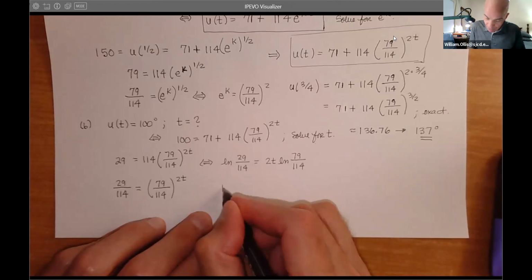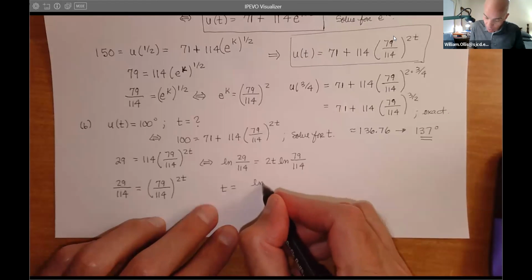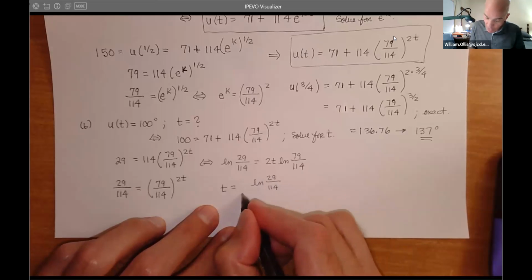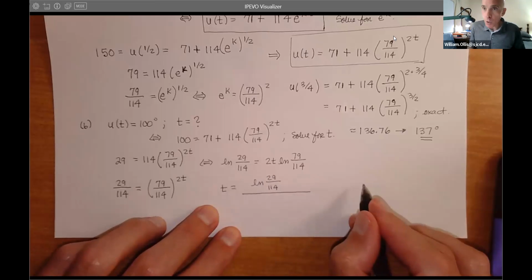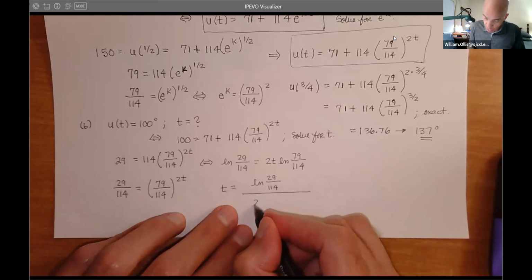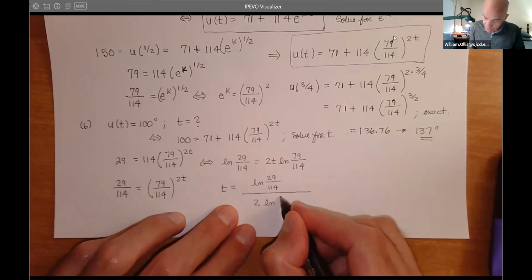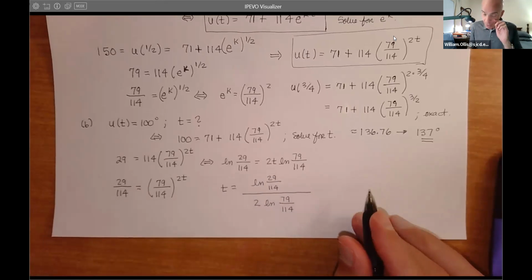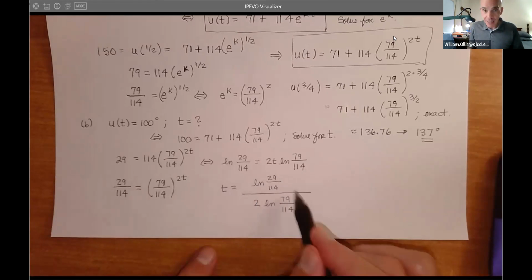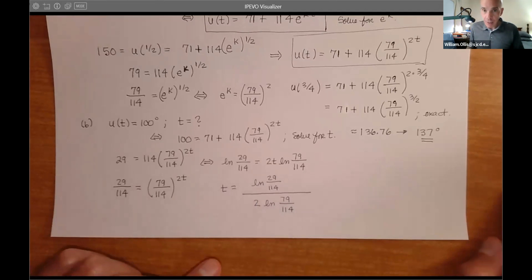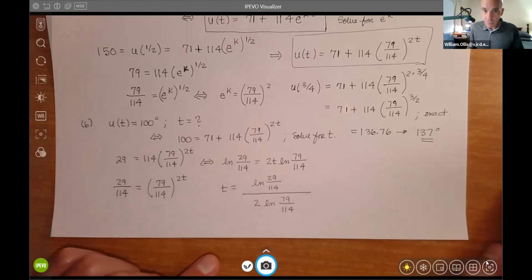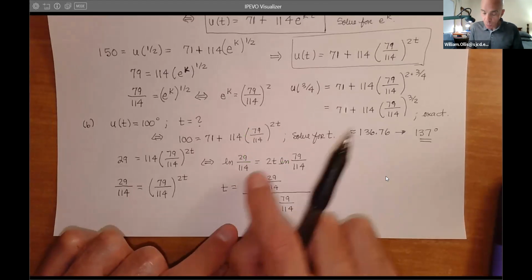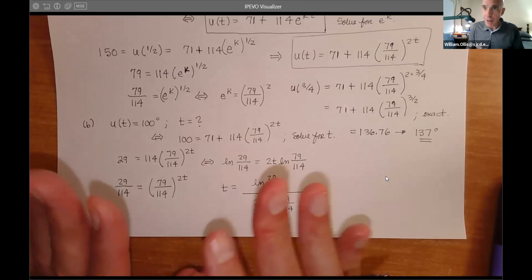So now t equals the natural log of 29 over 114, and then of course you could devise formulas for this, make up your own formulas, over 2 natural log 79 over 114. So the key here is, again, exact calculation. Let me get that cleaned up a little bit. Now with this, we can easily approximate, no worry about round off error.